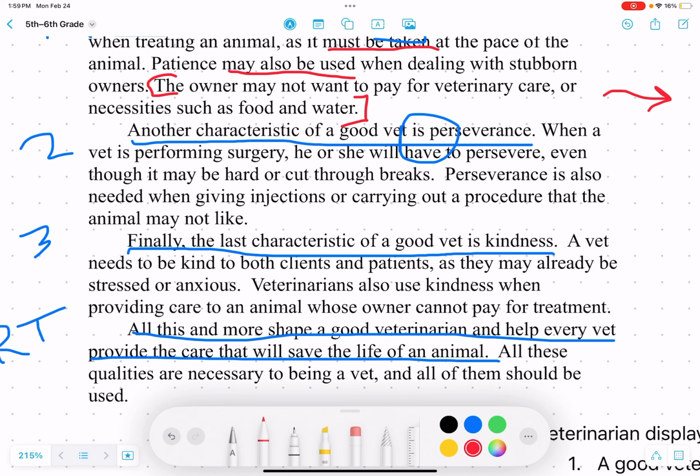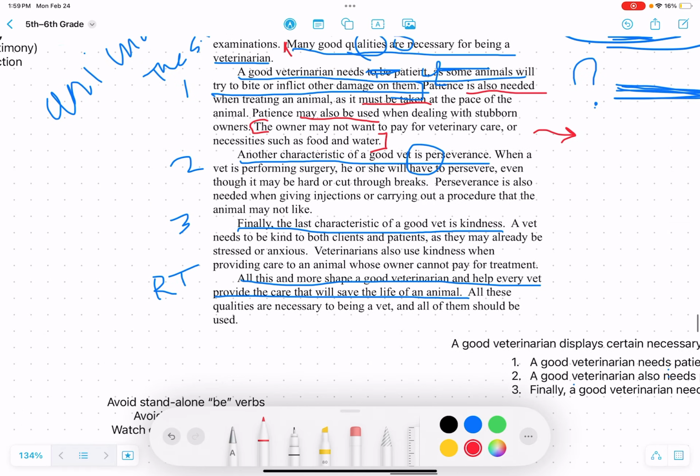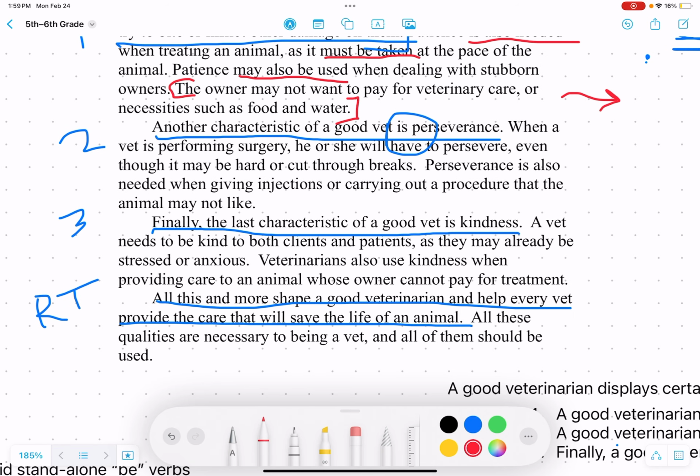Okay, we already fixed the blue sentence. We changed it to a good veterinarian also needs perseverance. Now here we have very clear active voice. Even though we have a small V verb, it's actually a helping verb here, so it's not a standalone. When a vet is performing surgery, but you also could change it and say when a vet performs surgery, he or she must persevere. And tell me what they need to persevere through here.